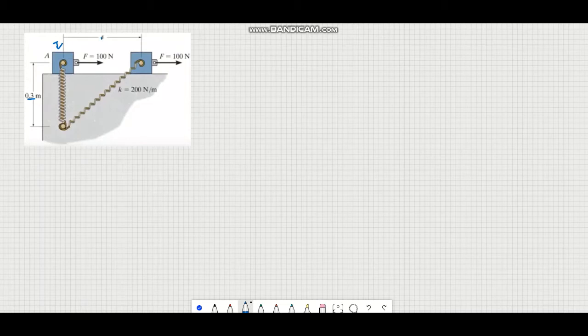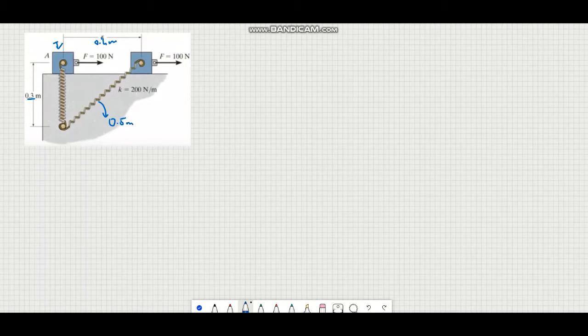S is given as 0.4 meter, and it's asking what the end of this motion is. From our trigonometric knowledge, we know that if we have a 3, 4, 5 triangle, then without any process we know that the hypotenuse is 0.5 meter.